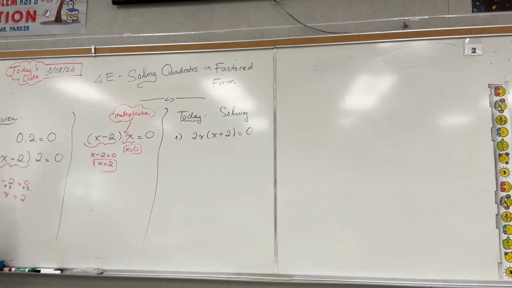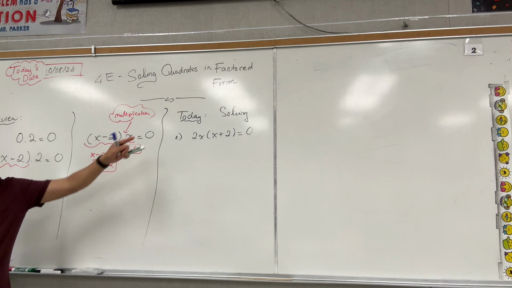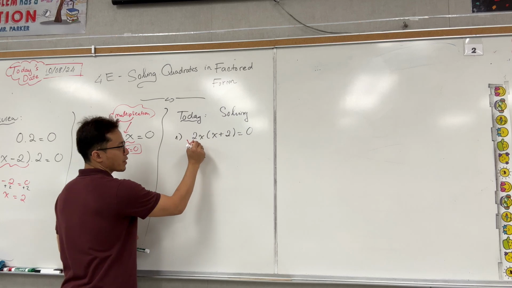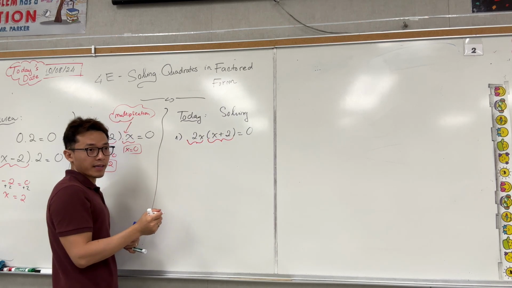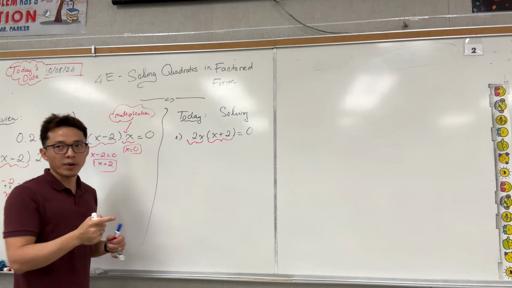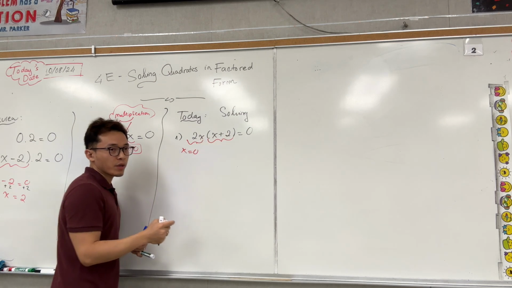How do you solve this? Basically, you just need to let each of the factors equal 0. So I'm gonna let this one equal 0 and solve this. I'm gonna let this one equal 0, and then solve this, right? I'm gonna show you a tip later to do it faster. But 2x equals 0, what is x? 0. X equals 0. X plus 2 equals 0, what is x?